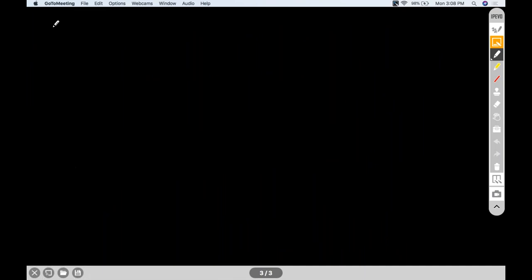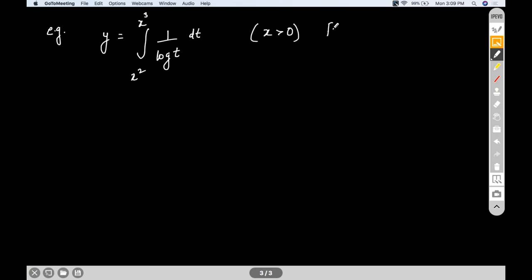Okay, let's move on to the example. I'll give you a simple example to understand this. Let us say your function is y, which is the integral of 1 by log t dt, and you are integrating from x square to x cube. x is a positive quantity here. And the question is, find dy by dx in this case.